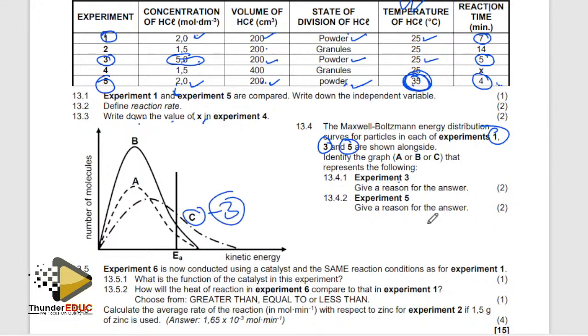And then, give a reason for your answer. What can you say about experiment 3? No. Because this one, temperature. No. If you look at the temperature, the number of particles having sufficient energy, yes, but it has a high concentration. So this shows that it has a high concentration. You understand? It has a high concentration. Check. Yes. So this one becomes experiment 3 because of the high concentration here.